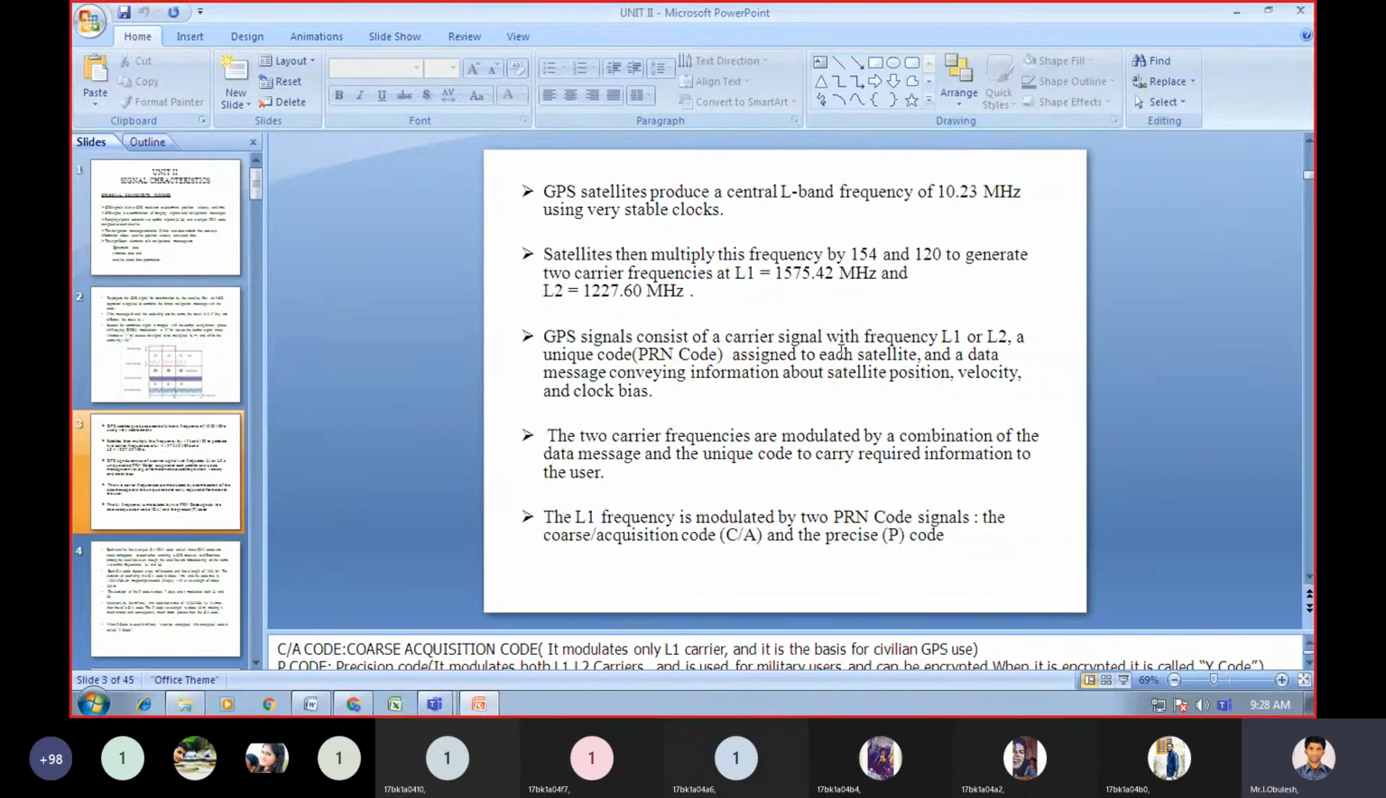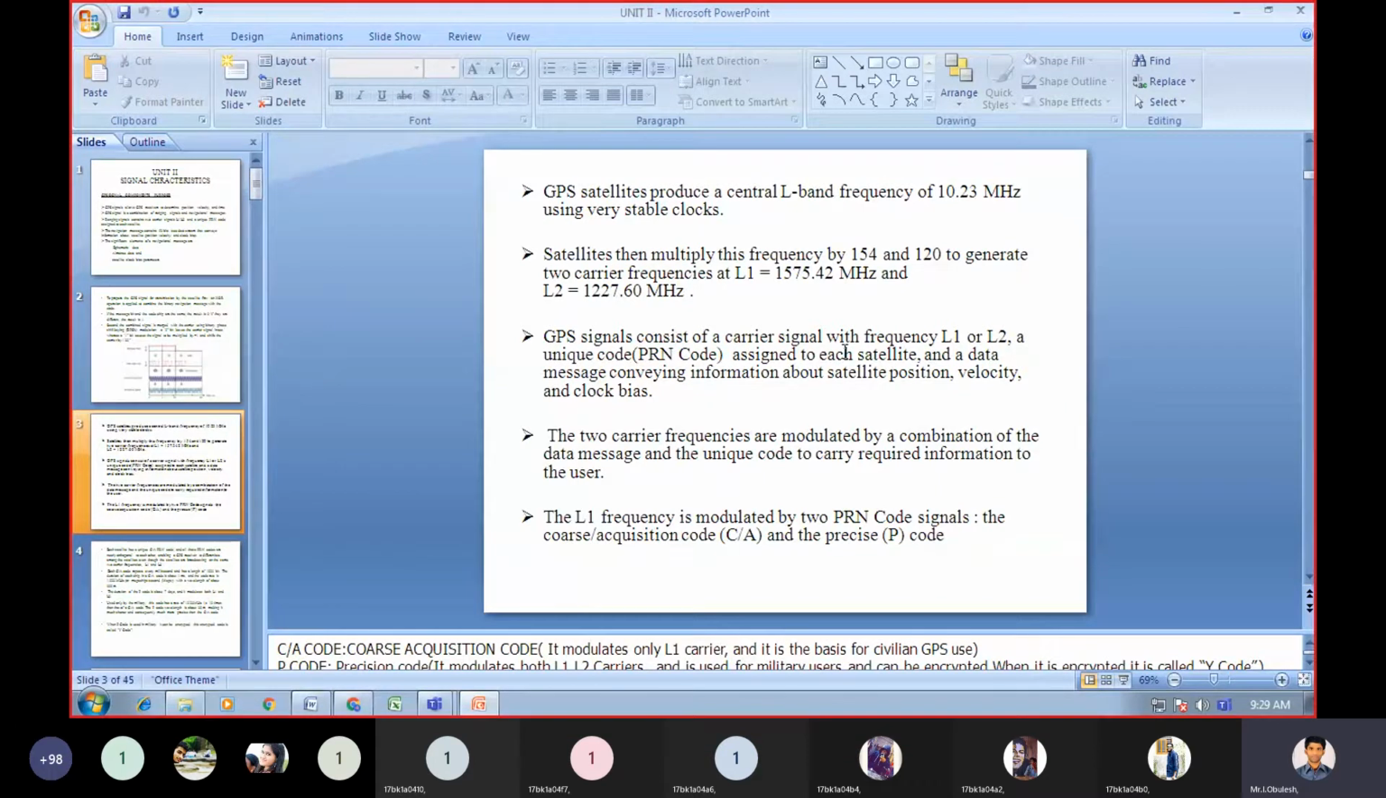The satellites then multiply this central L-band frequency by 154 and 120, generating the two carrier frequencies L1 and L2.